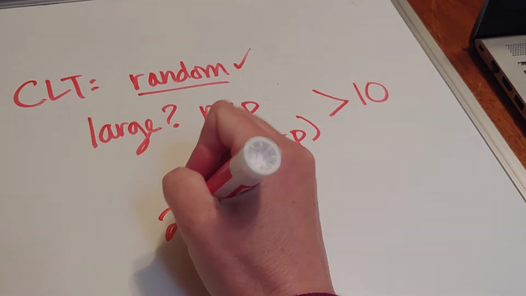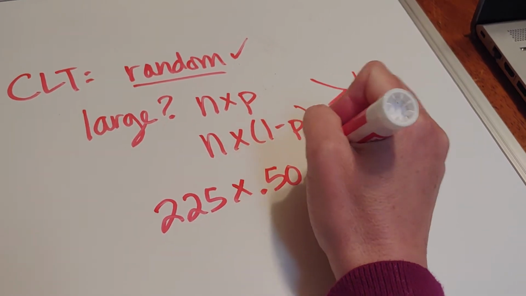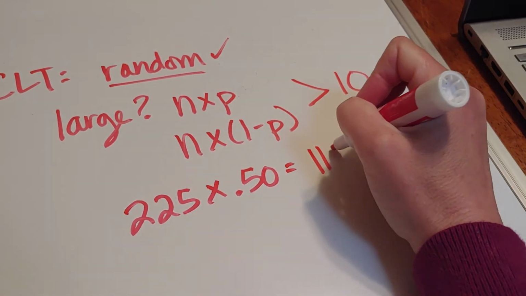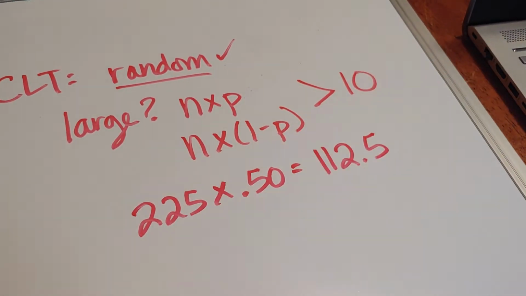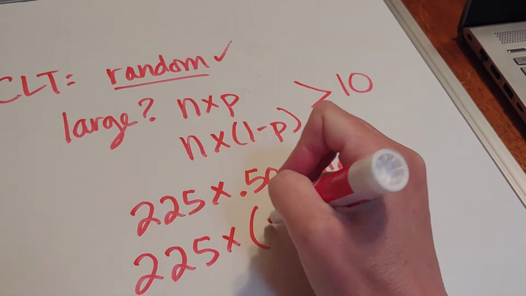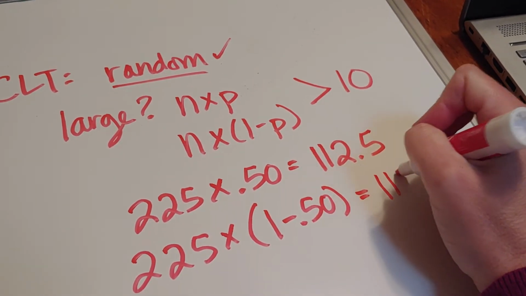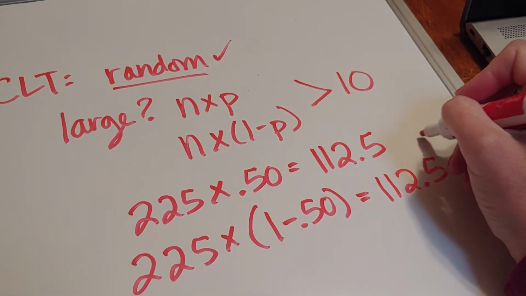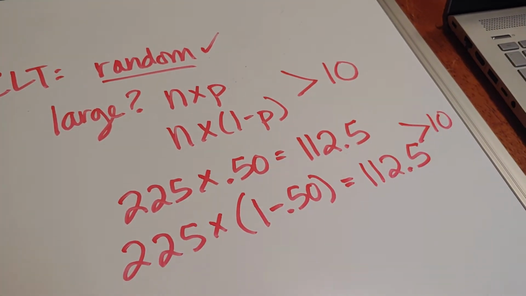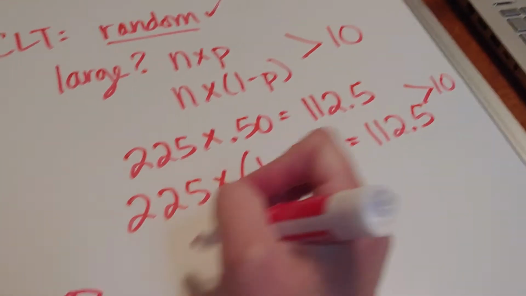All right, so I'm going to take 225 times my percent, which is 50. And we're going to get the very lovely 112.5, so half a person. And then if I do 225 times 1 minus 0.50, you're going to see that in this example, both numbers are exactly the same, which are bigger than 10. Woohoo! I get to use the central limit theorem. It passes.